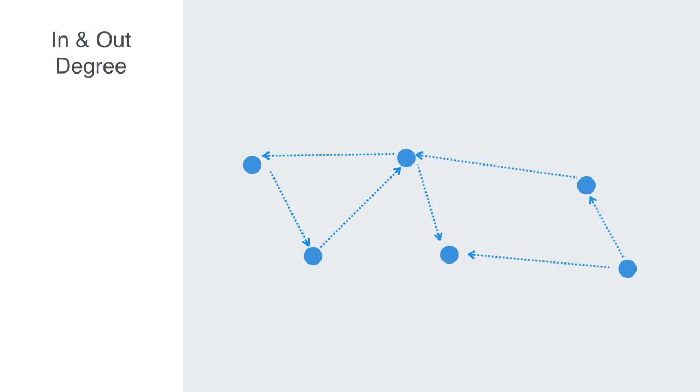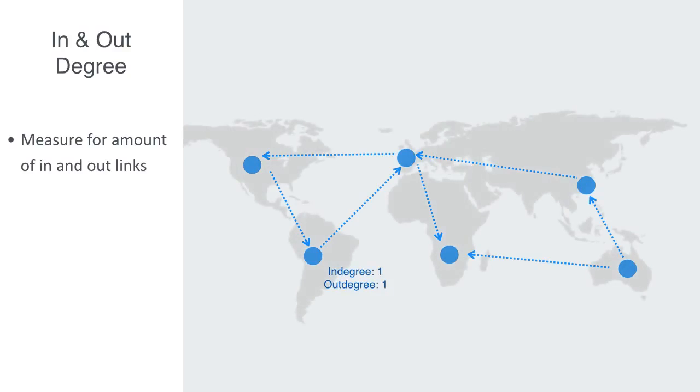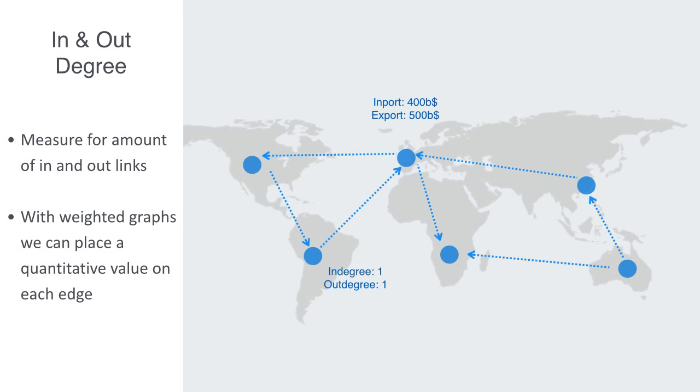If we're analyzing an undirected and unweighted graph, a node's degree of connectivity will then simply be a summation of all the links that node has. If the graph is directed, then we can refine our analysis by dividing this into a measure of the amount of in and out links. So returning to our previous example of nations trading, the in degree of any node would be the total number of import relations it has with other nations, and the out degree would be the total number of export relations it has. If this is a weighted graph, we can then of course refine our model further by placing quantitative values on each edge.